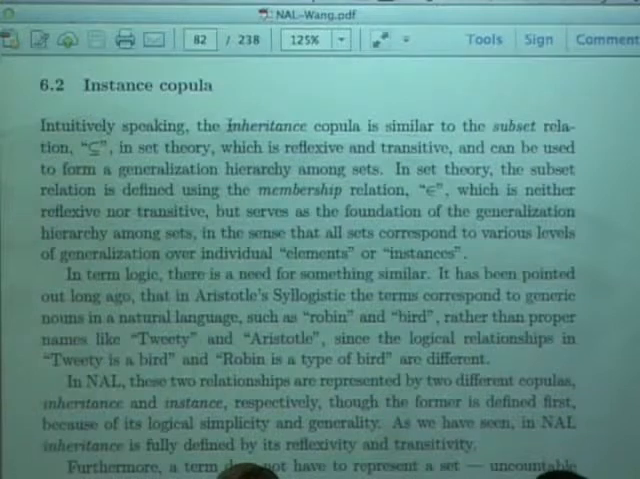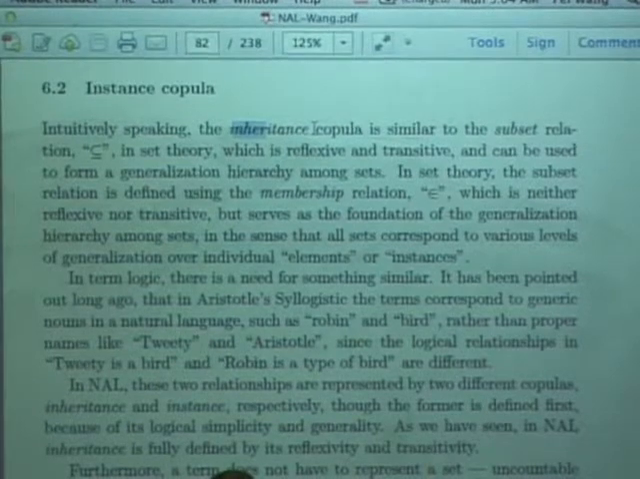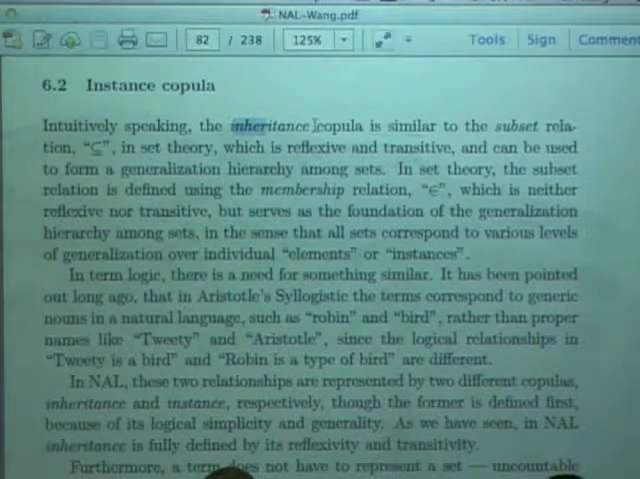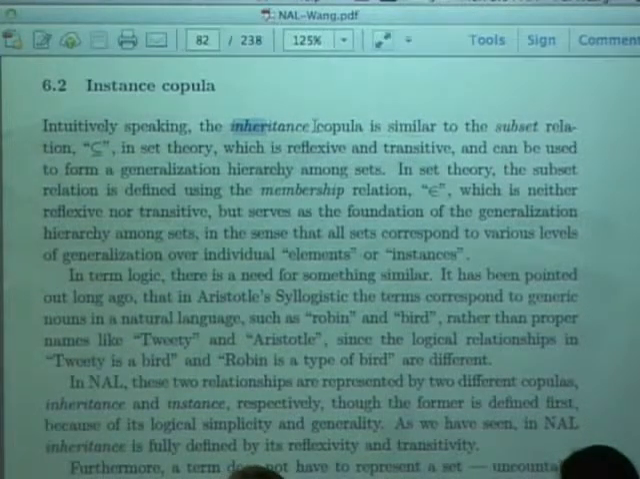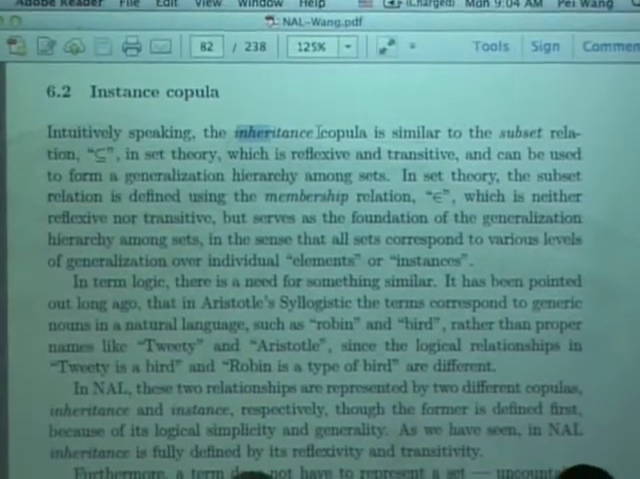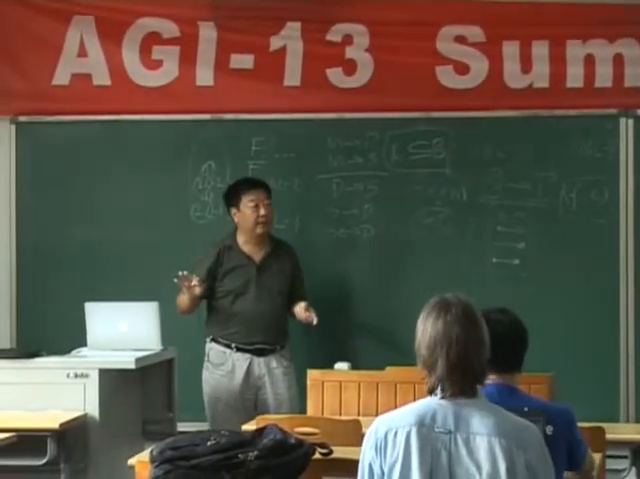Where they come from, well, many of you may have already thought about that. Inheritance copula, as I said, the intuition comes from set theory. It's kind of like a subset. But now I can say more about the difference between the two. A key difference is that in set theory, this one is defined purely extensionally. We are talking about whether A and B have common elements. We don't care about whether they have common properties or anything like that.